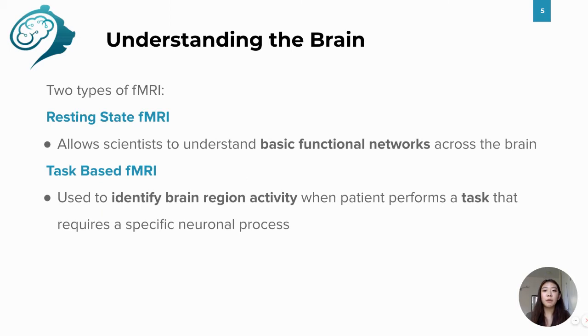So first of all, for understanding the brain, two types of fMRI are often used. There's resting state fMRI and task-based fMRI. Resting state fMRI allows scientists to understand the basic functional networks across the brain. Some studies have looked at resting state fMRI in infants, for example, and this has shed light on functional network development. There's also task-based fMRI, which is used to identify brain region activity when a patient performs a task that requires a specific neuronal response, for example, motor movement or language processing or some sort of visual stimulus.